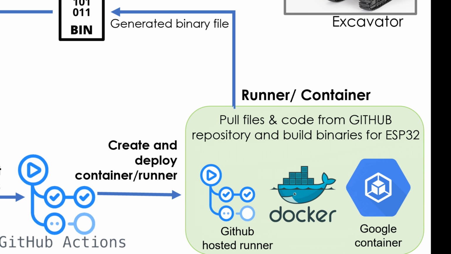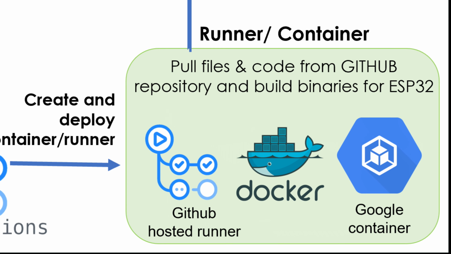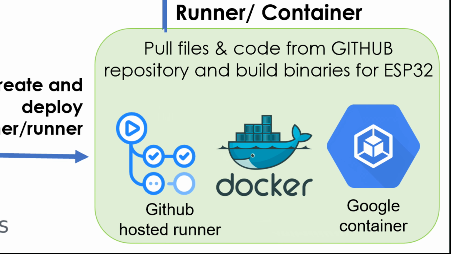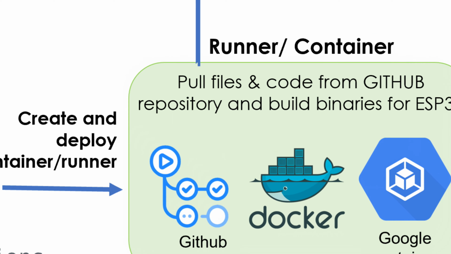The GitHub Actions now create and deploy a container either on GitHub hosted runners or Docker container or Google Compute Engine container. Each container has a different OS to choose from, Linux and Windows, built and configured with images of all the required software and platform tools required to compile and build the final binary file for ESP32.